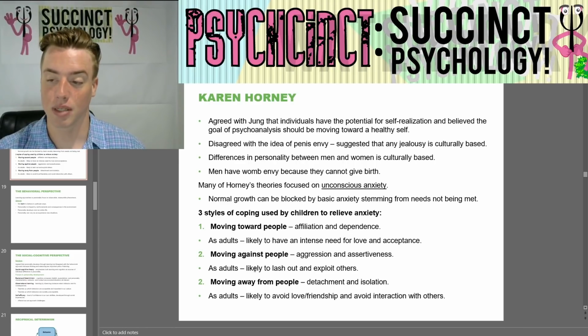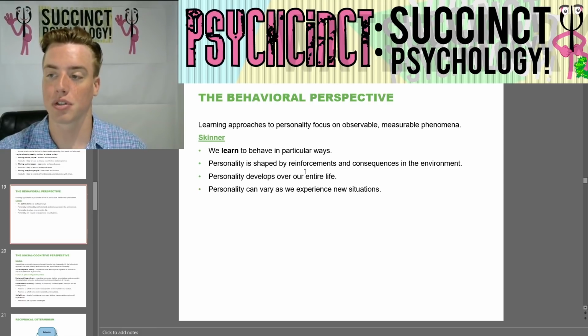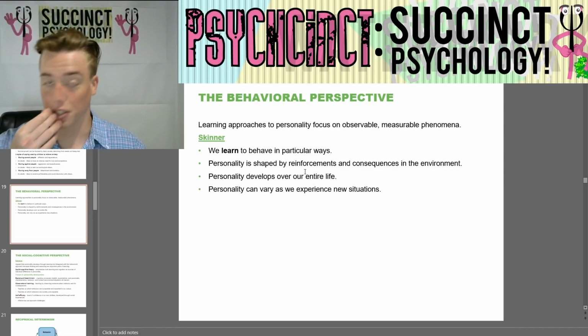Now, moving against people as a child, so aggression and assertiveness, as adults, they are likely to lash out and exploit others. And finally, should be a 3 there, it says 2 again, moving away from people, detachment and isolation. As adults, likely to avoid love, friendship and avoid interactions with others. So her theory was that these 3 ways of coping, used as children, kind of determine how you're going to act as an adult.